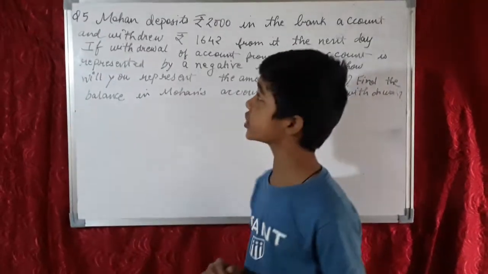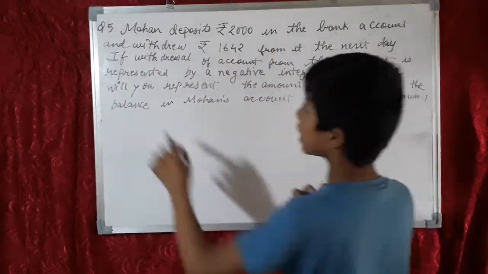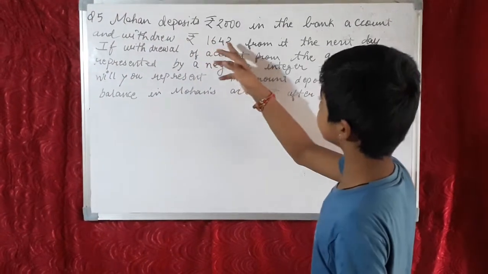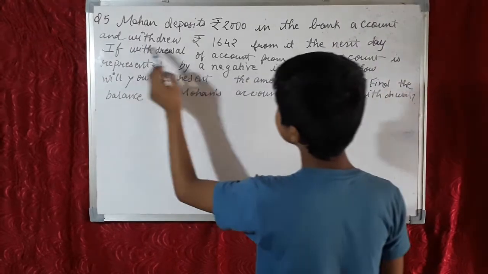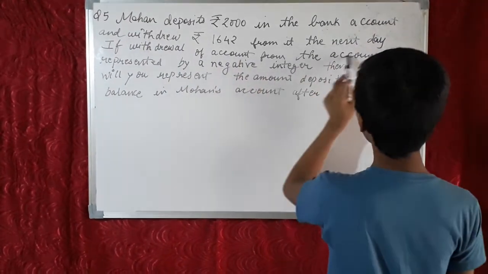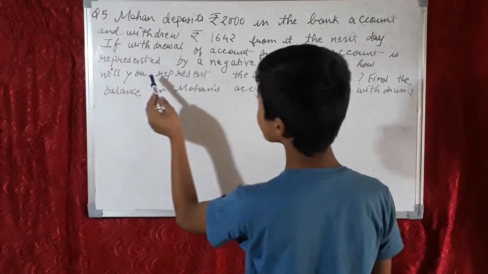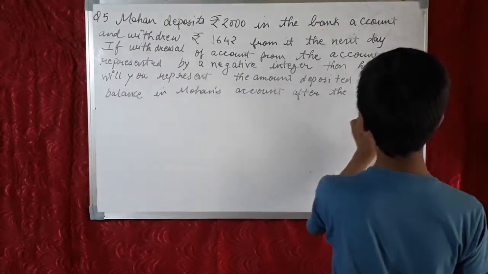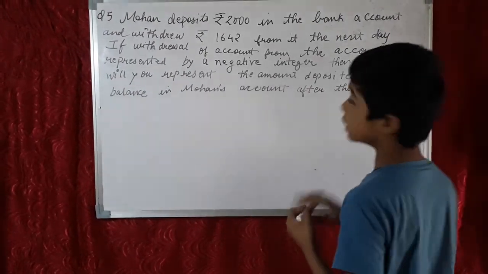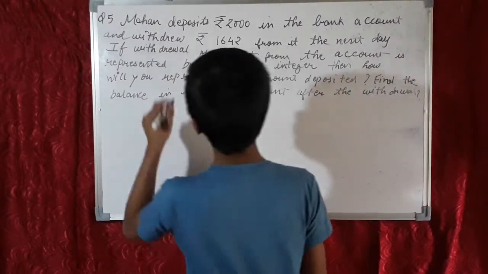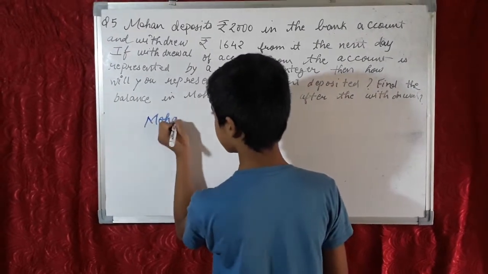So our fifth question is, Mohan deposits rupees 2,000 in the bank account, and withdraws rupees 1,642 the next day. If withdrawal from the account is represented by a negative integer, then how will you represent the amount deposited? Find the balance in Mohan's account after the withdrawal. So what do we have to write? First we will write Mohan deposits.